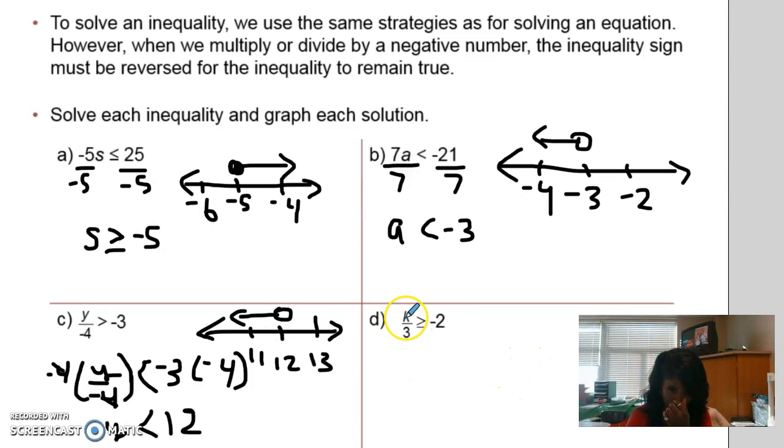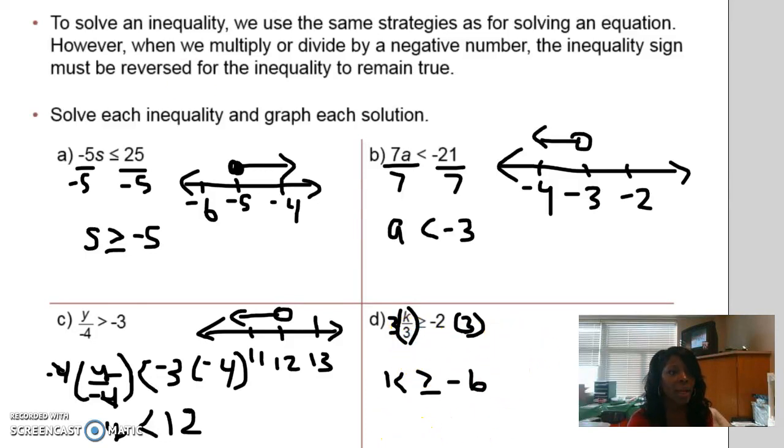Some value K is divided into 3 parts. If we want to know what K is, we have to multiply K by 3. Multiply both sides by 3. Because this is just 1/3 of K is greater than or equal to negative 2. If we want to know what the complete K is, we have to multiply by 3. Or K divided by 3, the opposite of division is multiplication. Multiply both sides by 3. These 3's divide out, so we're left with K is greater than or equal to negative 6. We didn't switch the direction of the sign because we're multiplying by a positive.